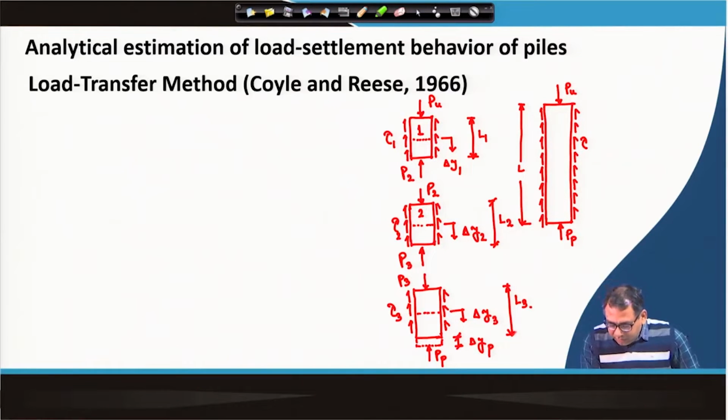Now, for the bottom there is a deformation of del yp, and the tip resistance is Pp. Now, if we take that these piles are resting on springs, and the spring constant is Ks.